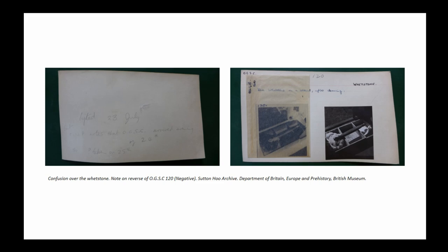Even Crawford's negatives have been the subject of much confusion in the British Museum archive. Most of Crawford's negatives have been relabelled with the British Museum's own internal labelling system. And in doing so, Crawford's own negative numbers are effectively removed, erasing the serial and temporal connections between them. This causes quite a lot of confusion.